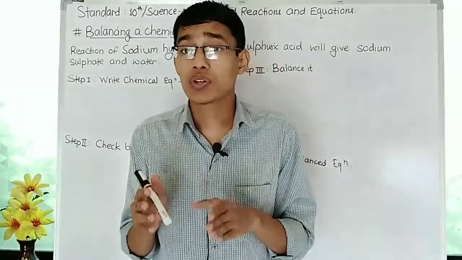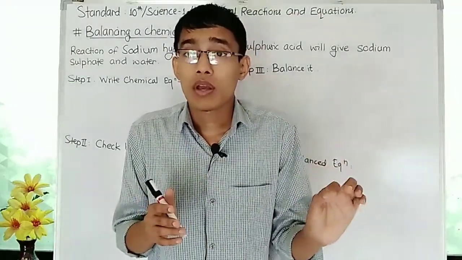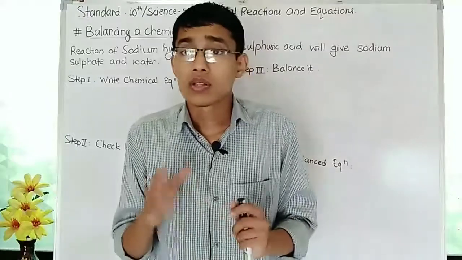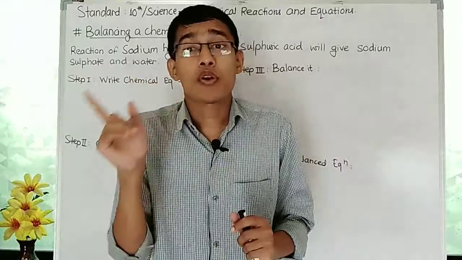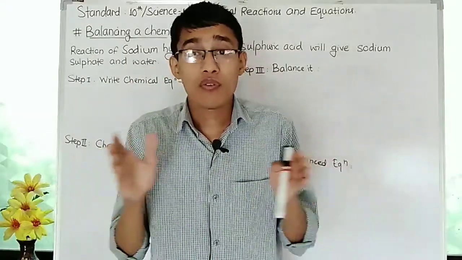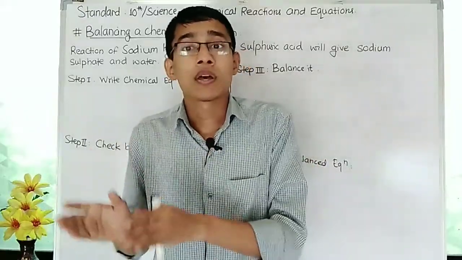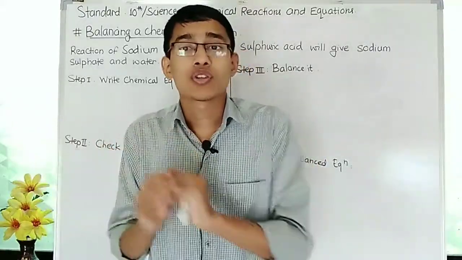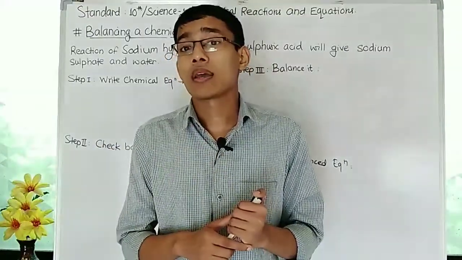It is an equation wherein the number of atoms of a particular element in the reactant side is equal to the number of atoms of the same element in the product side. So if you find that this statement is true for an equation, we can say the given equation is a balanced equation. Let us try to understand this by example.